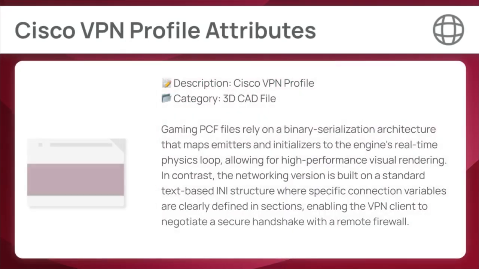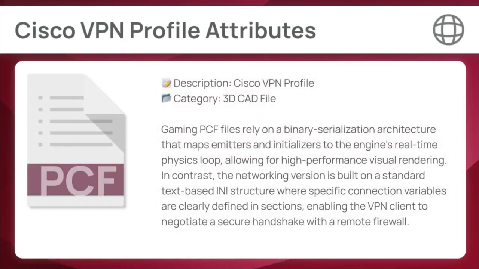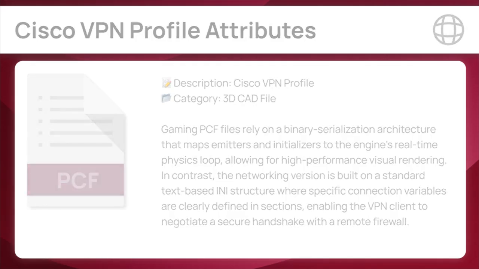Gaming PCF files rely on a binary serialization architecture that maps emitters and initializers to the engine's real-time physics loop, allowing for high-performance visual rendering. In contrast, the networking version is built on a standard text-based INI structure, where specific connection variables are clearly defined in sections, enabling the VPN client to negotiate a secure handshake with a remote firewall.